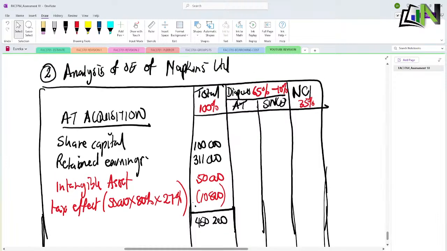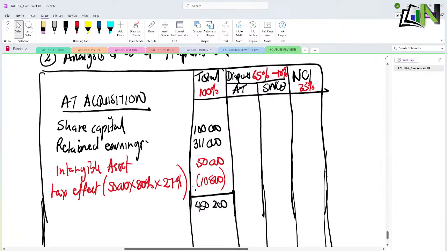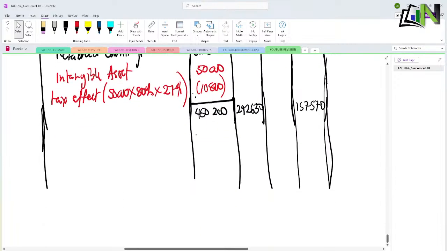Then I will share between the parent and the NCI. So this multiplied by 65% gives me 292,630. And the 35% gives me 157,570. Then from there I'm going to skip a line for my goodwill or my gain on bargain purchase. Then I'm going to calculate my consideration paid and my NCI.